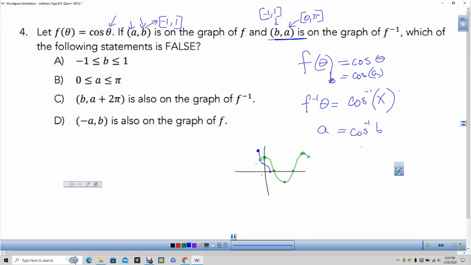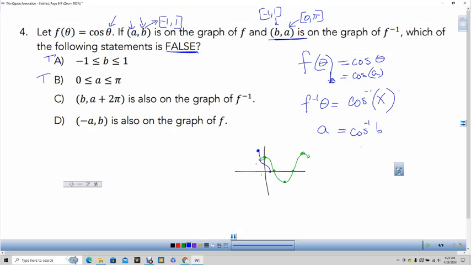All right, so looking at our choices here, we know that B is going to be between -1 and 1. Yep, that's true. And we're looking for the one that's false. A is going to be between 0 and pi. Well, remember, we're limited to 0 and pi over here when we take the inverse cosine function. And if the same exact values are on both of these, then A has to have the same limitations as it has over here. So yeah, that's going to be true as well.